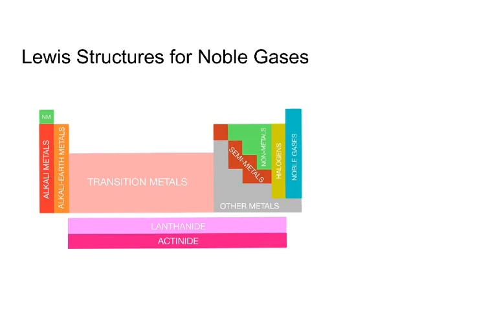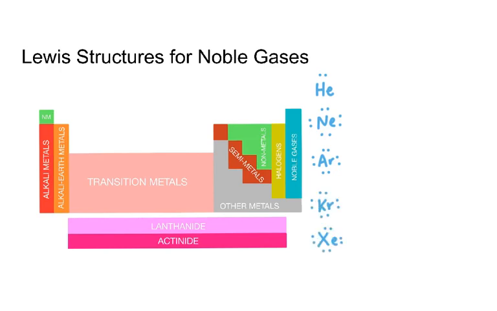The noble gases are special because they have all of their valence electrons. Helium has 2, which fills the first energy level. Neon has 8, which fills the second energy level. Argon has 8, which fills the third energy level. Krypton has 8, which fills the 4th energy level.